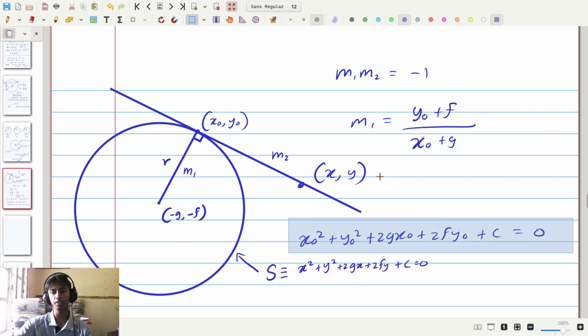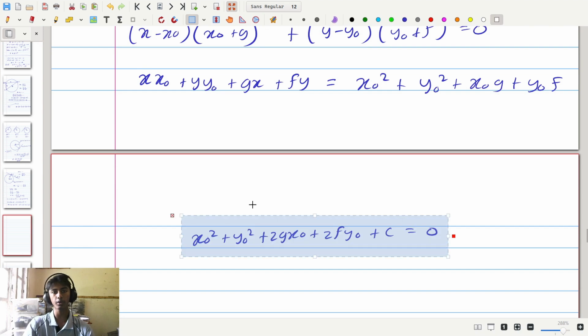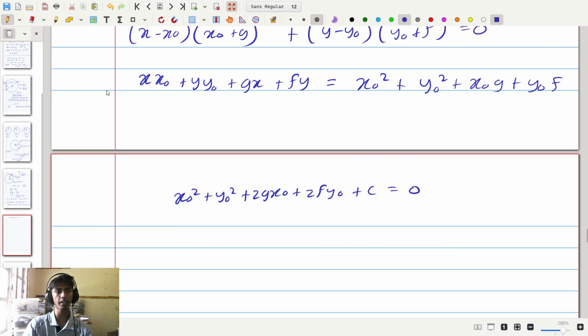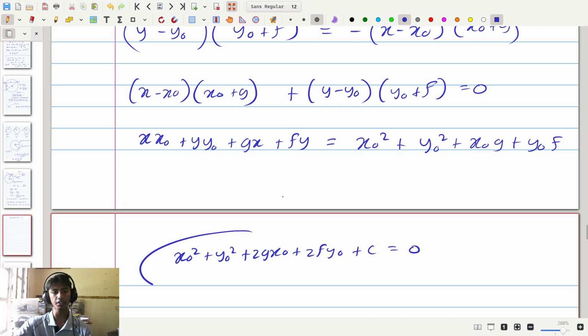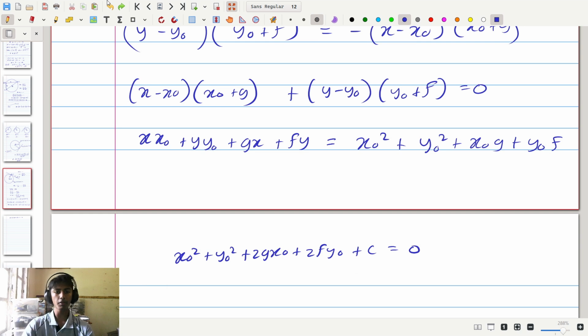We can copy this down and use this to substitute into our equation that we have so far. We can use this equation to simplify this equation for the tangent that we have here. We can simplify it by the fact that this x0 squared and y0 squared are contained in this equation, as are one of the x0g's and y0f's that we need to simplify. What we don't have is the other x0g and y0f. Here we can see there's two x0g's and two y0f's. But up here, we only have one x0g and one y0f.